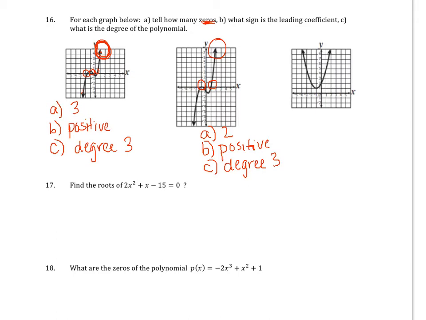If you're looking at the third graph, part A, how many zeros does it have? Well, it doesn't cross the x-axis at all, and so that means that it has no real solutions. This is an example of a graph that has imaginary solutions or complex solutions. What's the sign of the leading coefficient? Well, again, the end behavior is going up, so that means that the LC is positive. And for part C, what's the degree of the polynomial? Well, we can tell that this is a quadratic. Quadratic has a degree of 2.